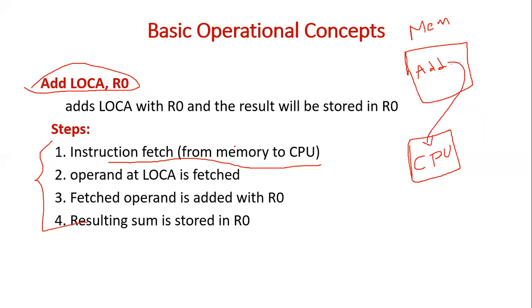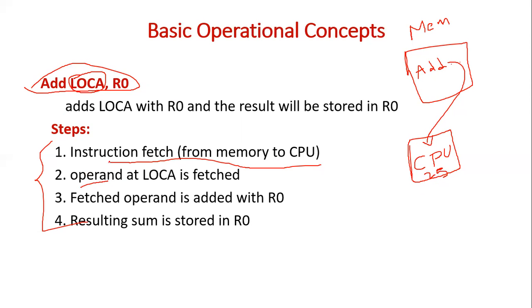Then what is the instruction? Add LOCA comma R0. It contains 2 things. LOCA is a memory location. It's not an ordinary variable or a register. So the operand for LOCA, that is the operand, is nothing but the value associated with LOCA, which should be fetched. That is the second job. Fetch that. What is that? That is 25. Okay.